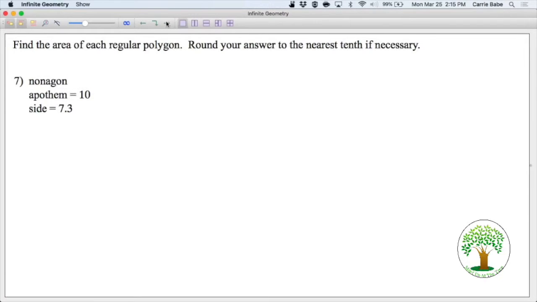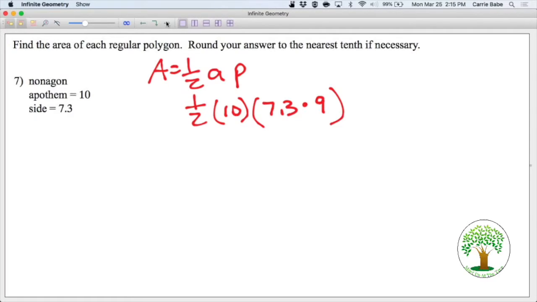All right, let's move on to number 7. A nonagon. How many sides is a nonagon? 9. All right. So area equals 1/2 the apothem times the perimeter. The apothem is 10. The perimeter is what? We're doing number 7 now, though. Tell me what you got when you have your answer.